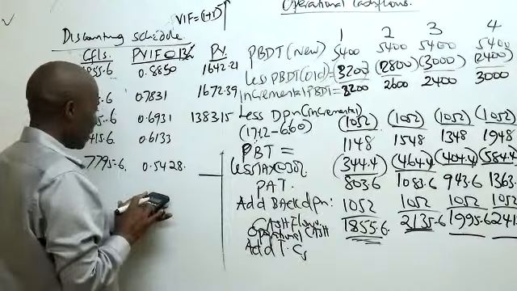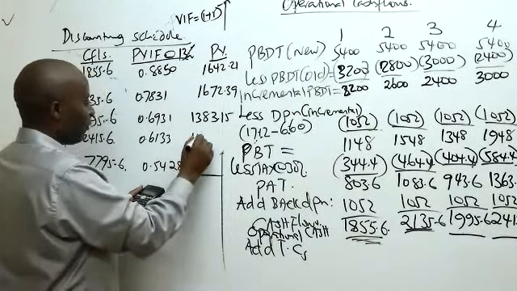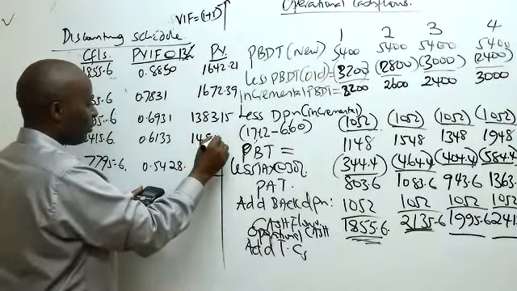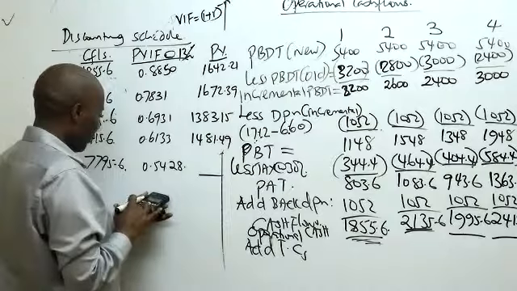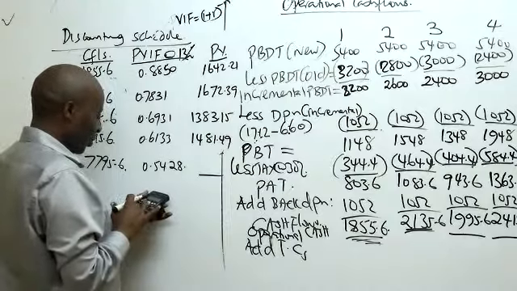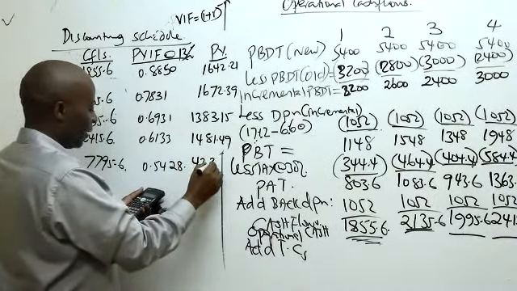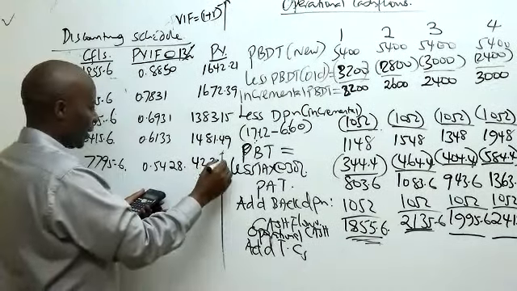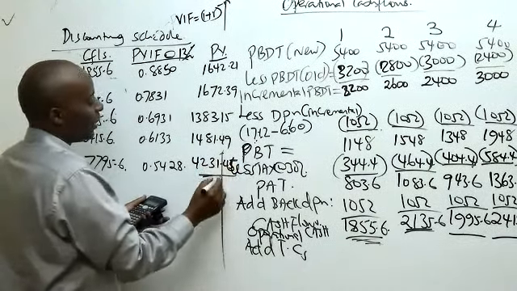2415.6 times 0.6133 will give me 1481.49. Then lastly, we have 7795.6 times 0.5428, giving us 4231.45. So come and add up everything.